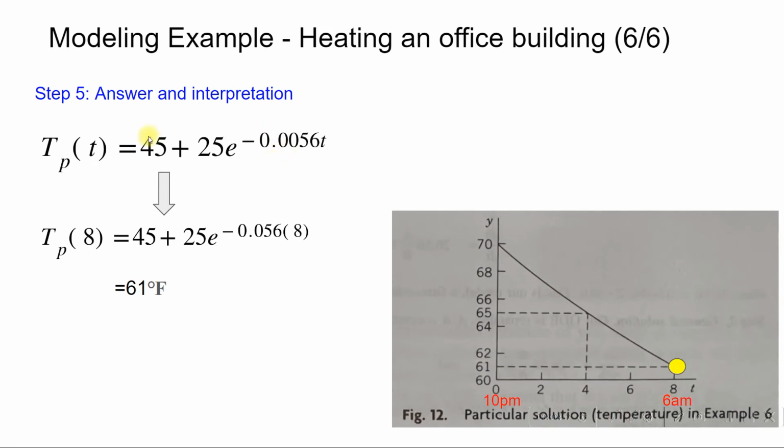And finally, we are going to answer the question: what will the temperature in the office building be at 6 a.m., which is 8 hours after 10 p.m.? So we plug T equals 8 into the T function, and we get the temperature equals 61 degrees Fahrenheit. As simple as that.